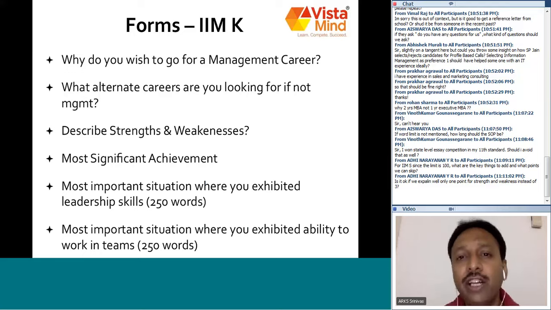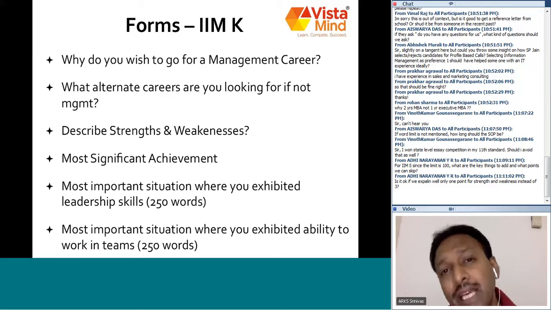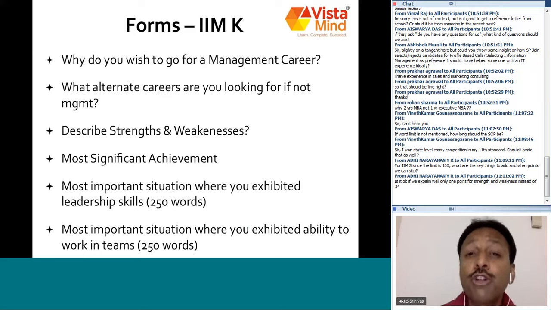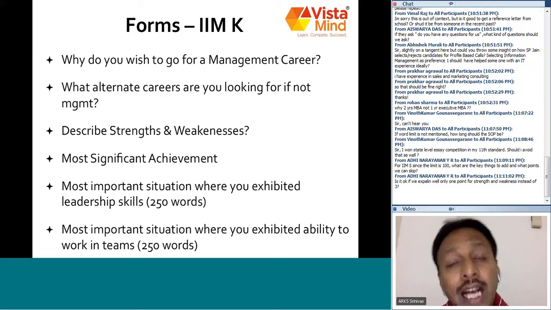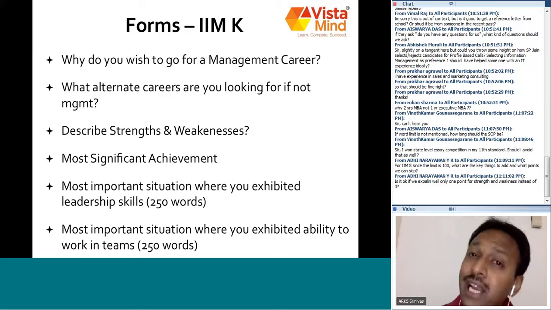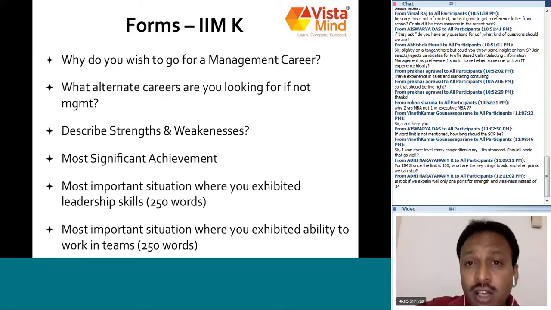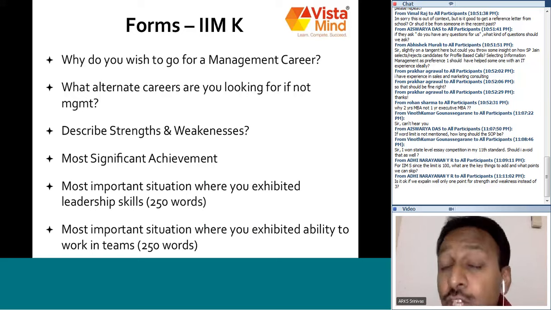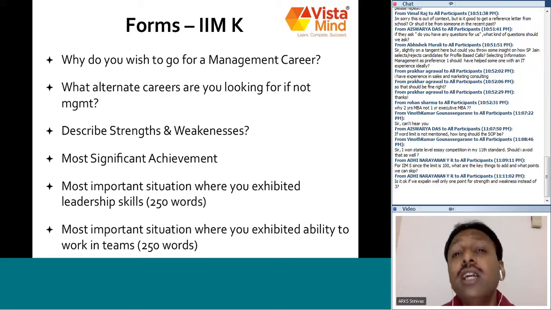IIM Kozhikode has slightly different kinds of questions. They have a very interesting question. Instead of asking why MBA, they ask you, why do you wish to go for a management career? This is different from why MBA. Why MBA is probably because of your goals to a large extent, therefore you are doing an MBA. But why do you wish to go for a management career is not just about your aspirations. It's also about your strengths, your achievements, and what makes you tick for a management career.